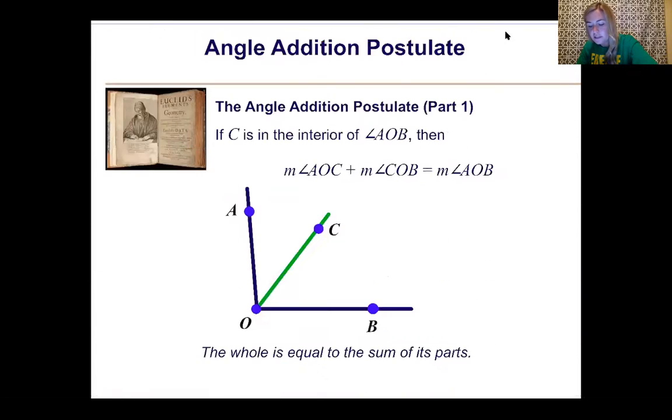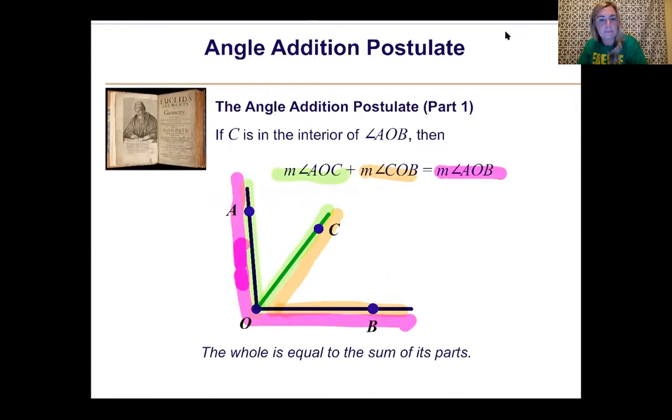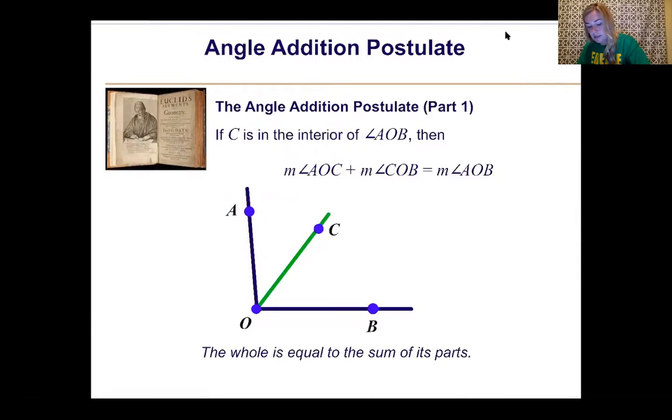So for the angle addition postulate, part 1, C has to be in the interior of angle AOB, which in this case it is. So that says that if you take this green one, AOC, and you add it to this orange one, COB, you will end up with the total right here, which is in pink. So basically you can take pieces and add them together.